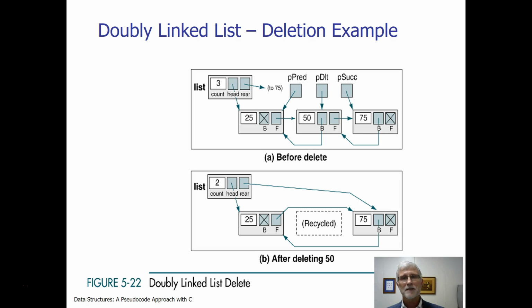Doubly linked list, the same thing as before. Now I've just got to pay attention to the forward and backward pointers. You found your item. You've got to change the forward pointer to the forward of the one you're deleting. You've got to change your previous pointer to the forward of the one you're deleting before you can move on.